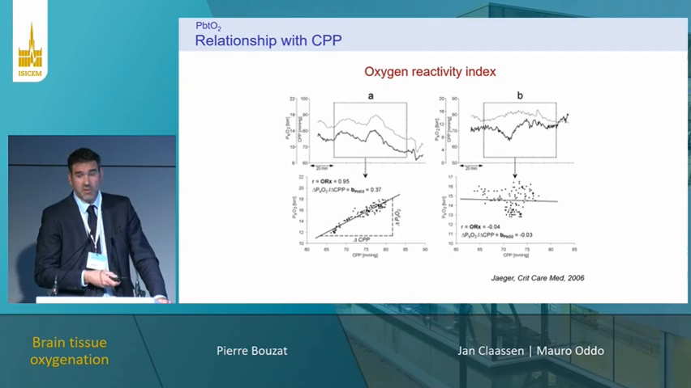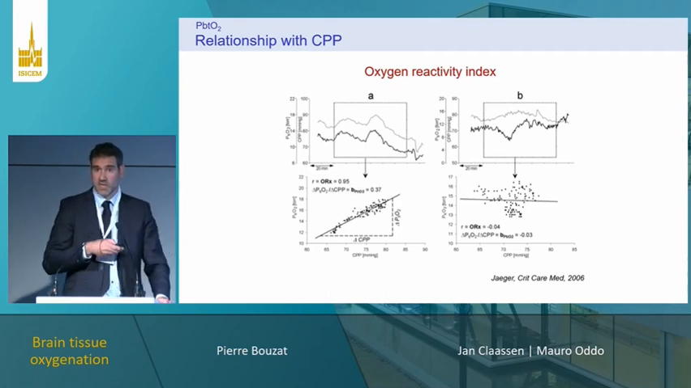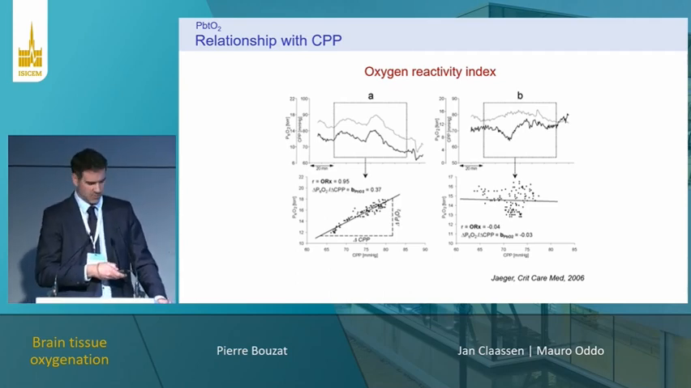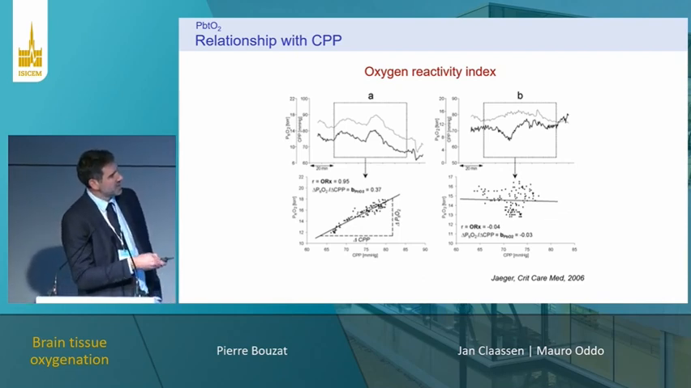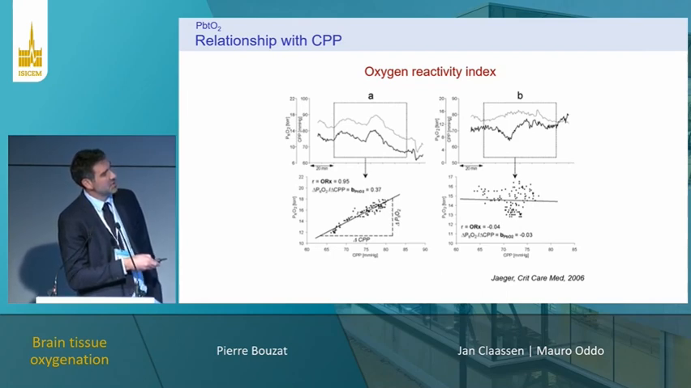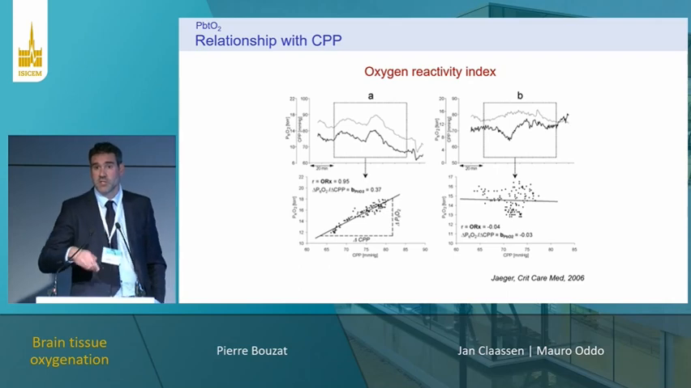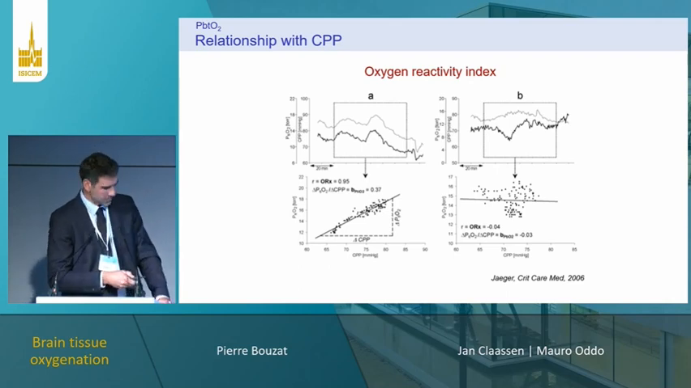This comes to the concept of the oxygen reactivity index, the ORx. It is the relationship between CPP and PbtO2. This was the first description of the ORx. In this patient, you can see a clear correlation between CPP variation and PbtO2 variation. And in this patient, the PbtO2 remained stable despite variation of CPP.